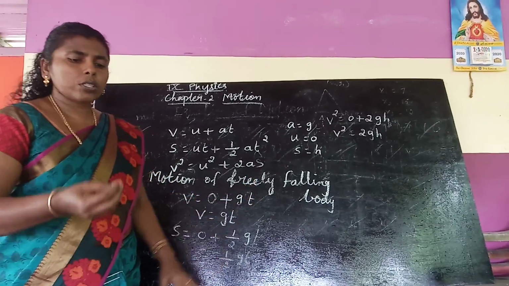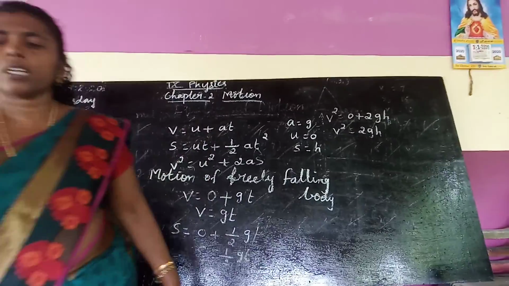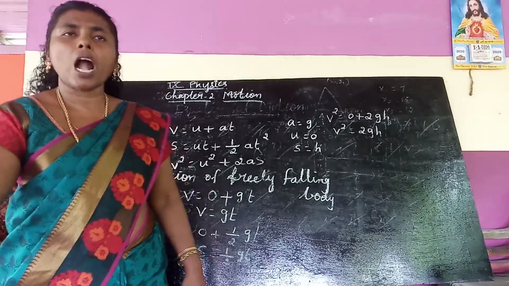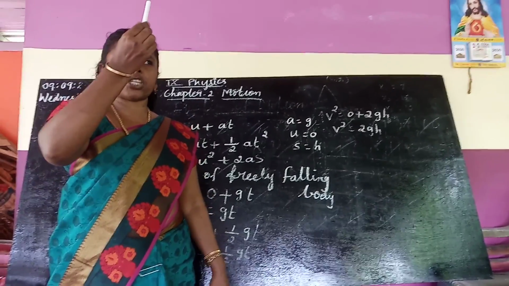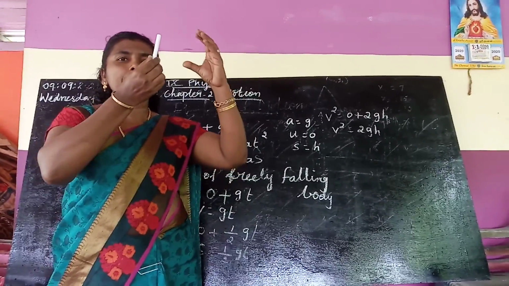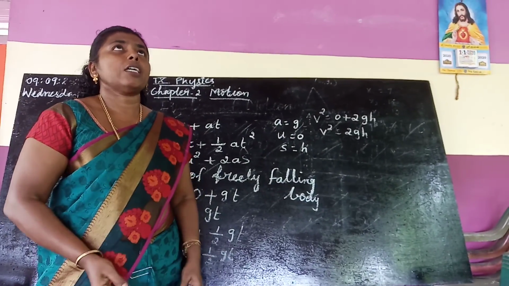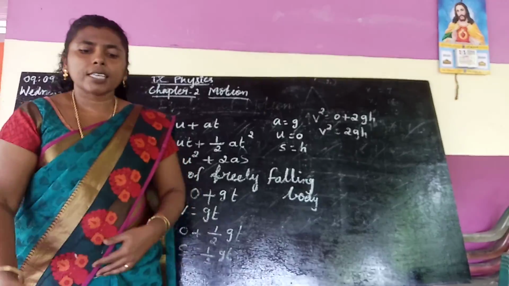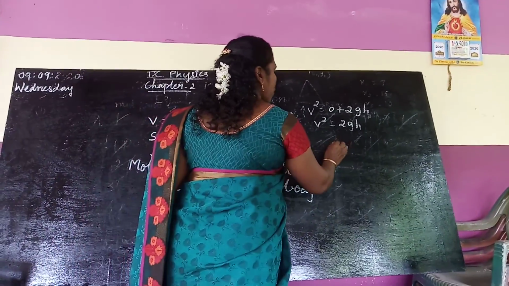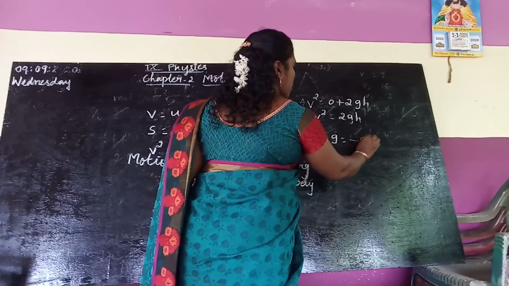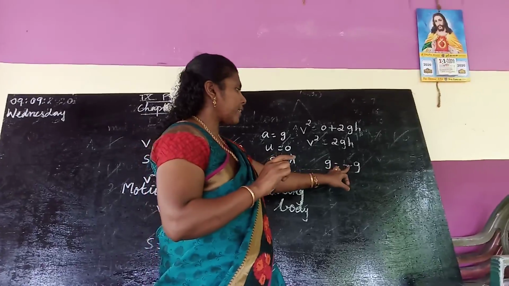Okay. Suppose this is the object. The chalk piece is an object. Now, when I'm throwing this object upward, this is against the gravitational force. Gravitational force is always attracting towards the earth, but I am throwing upward. Now see, it's against the gravitational force. So we have to write, instead of g, minus g. Why minus here? Against the gravitational force. So we have to write minus.